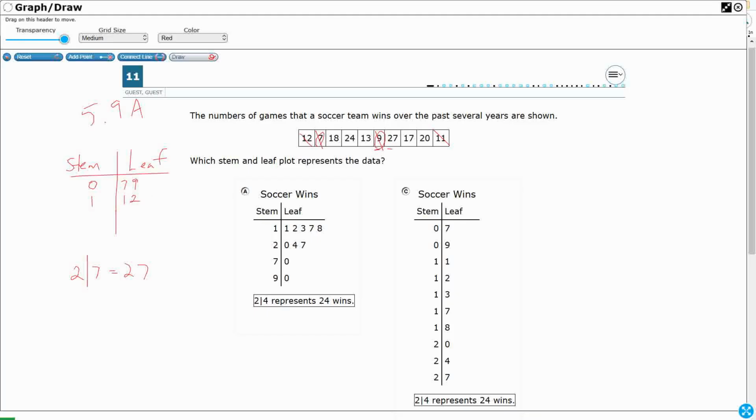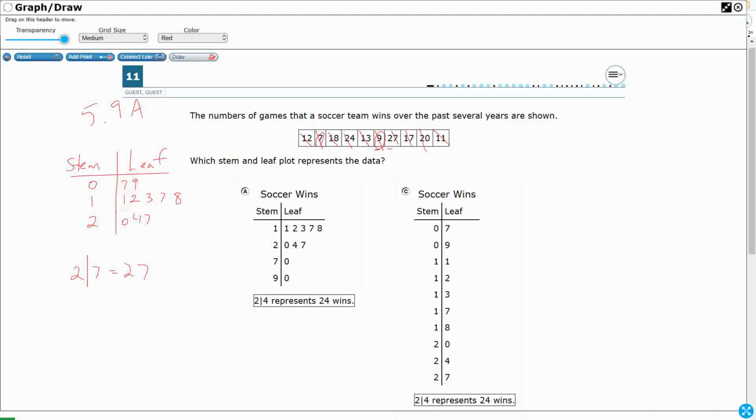12, 13, 17. And then I notice this 18. And then on my 20s, right, I've got a 20, 24, and 27. Let's count my numbers.